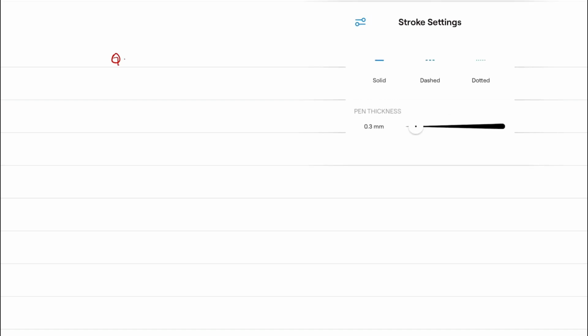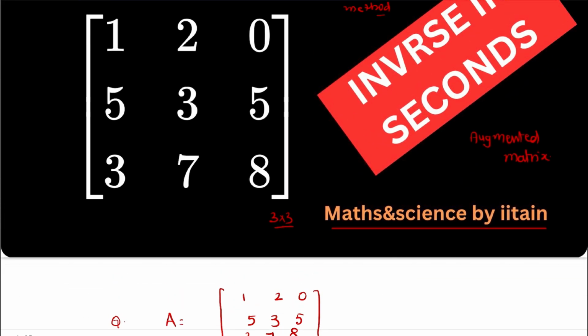What is the given matrix? The given matrix, let us say A, is 1 2 0, 5 3 5, and 3 7 8. Is it correct? Just see: 1 2 0, 5 3 5, 3 7 8.